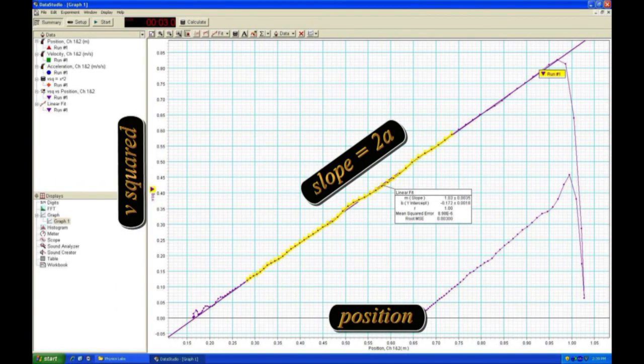Drag and drop a graph onto this newly defined variable v squared and then click on the title along the x-axis to change it from time to position. Now you have v squared versus position, which is expected to be a straight line. Ignore the data at the lower right, which represents data after the bounce off the end stop. Highlight the straight line portion and fit a straight line. The slope is to be compared with twice the acceleration.